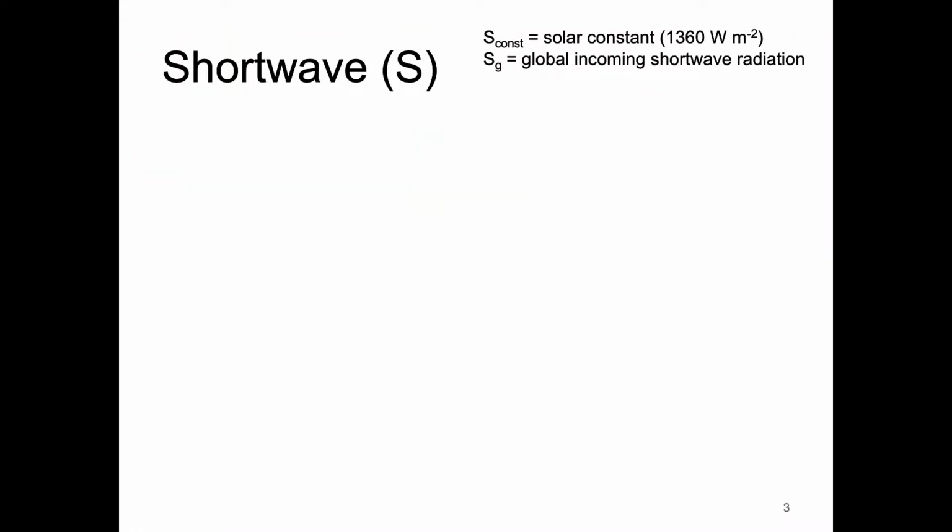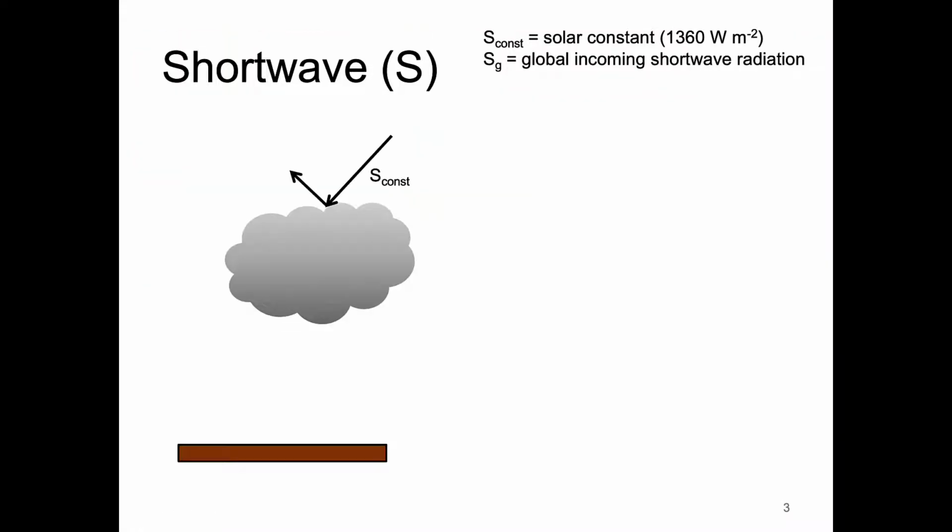So we'll start with the shortwave radiation. Outside of the climate system, the energy coming from the sun as shortwave radiation is the solar constant, which I'll refer to as S-const, although you may already know it from Andy's lectures as L star. Now, because of the presence of an atmosphere, some of that radiation is either reflected by cloud cover or aerosols, or it's absorbed within the atmosphere. So what actually reaches the surface, which I refer to as the global incoming shortwave radiation SG, is a lot smaller than the solar constant reaching the top of the atmosphere.